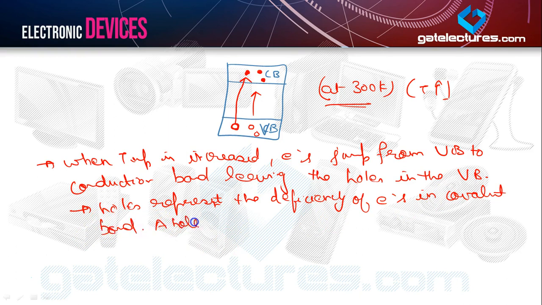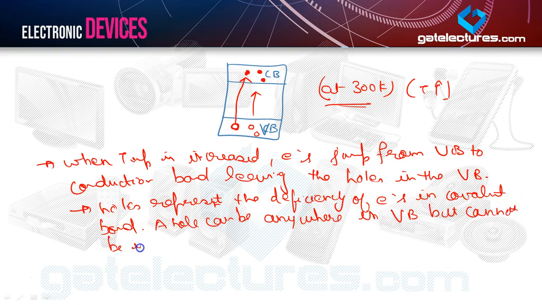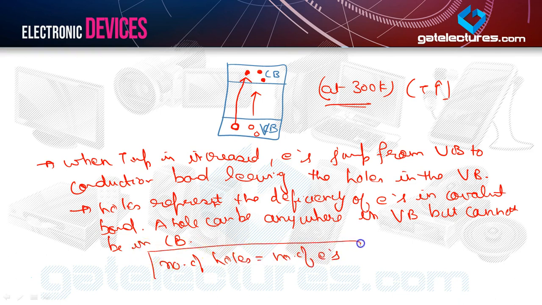So a hole can be anywhere in valence band, but cannot be in conduction band. So in intrinsic semiconductors, number of holes is equal to number of electrons. So N is equal to P is equal to Ni. Ni is intrinsic carrier concentration. So number of electrons is equal to number of holes is equal to intrinsic carrier concentration.